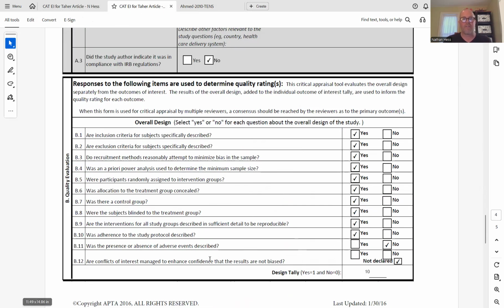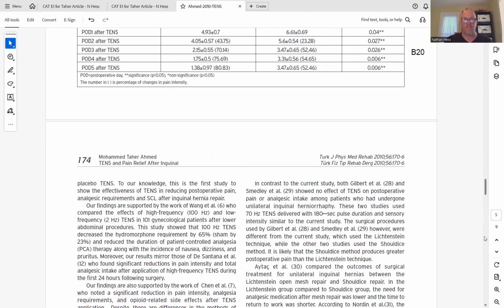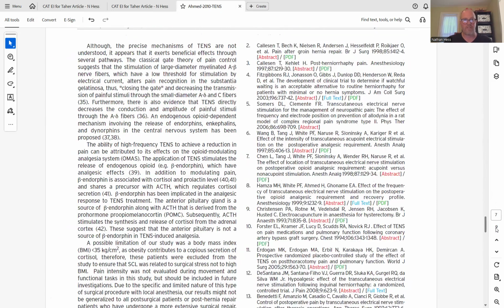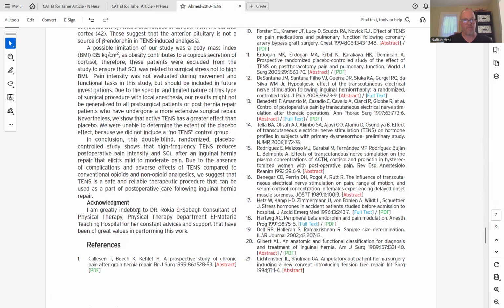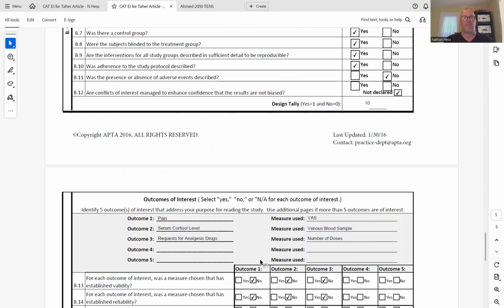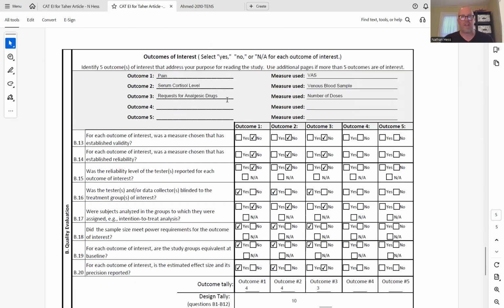And then, were there conflicts of interest that were talked about here? Usually at the end of the article, they would talk about their conflict of interest. Normally, right after this whole conclusion here before the acknowledgments, there would be something about conflicts of interest. And they did not include any of that. So I checked no there. And then I tallied them all up. I got 10. So next, we come to the outcomes.